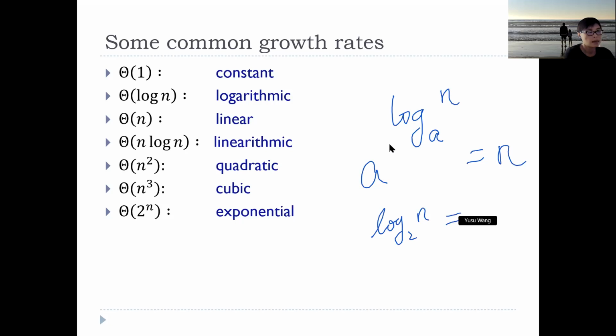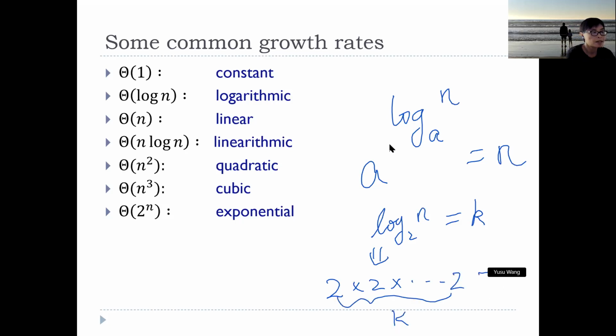Okay, so in other words, imagine that we have the standard log base 2. Suppose log n base 2 is k. What does this mean? This means that if you multiply 2 k times, then you get n back. Okay, so this is the meaning of logarithm.